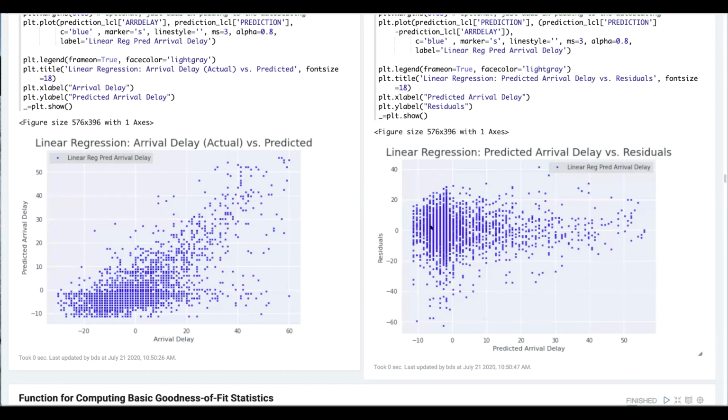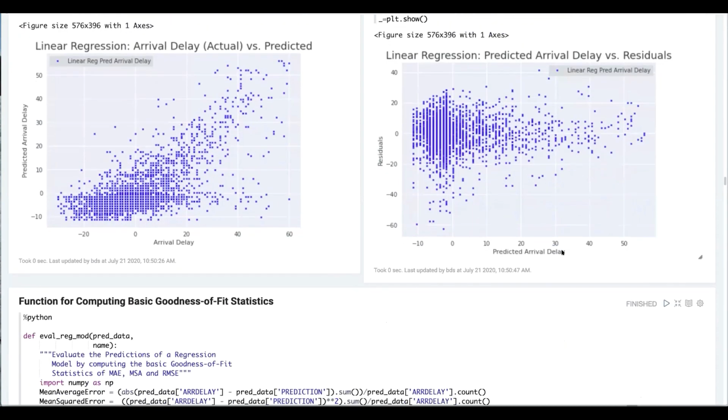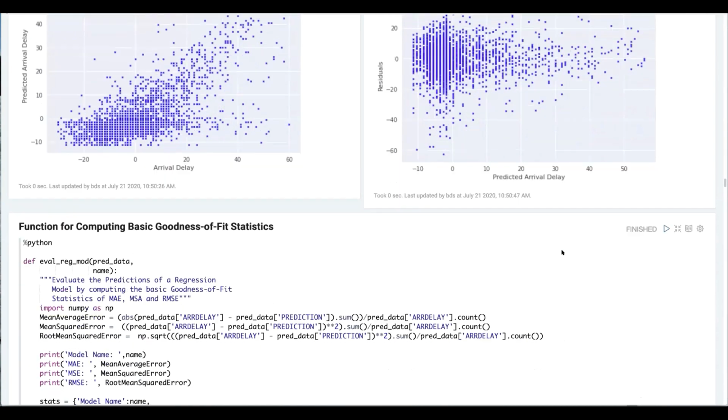In the 102 class, we're going to see a little more about these diagnostics, the problems, and how to try to solve some of the things that you can find in these data sets. But for now, we're going to continue with trying to compute the goodness of fit statistics.